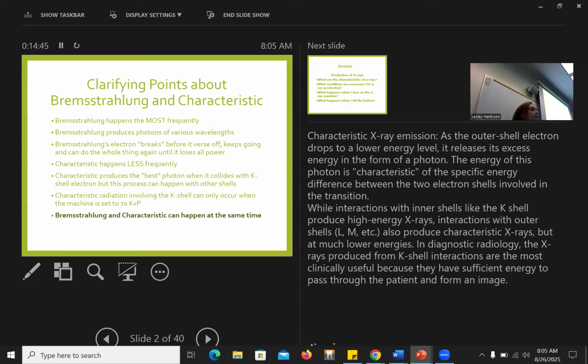Bremsstrahlung's electrons brake. Sometimes it's called breaking radiation, and this was in the textbook that you guys are recommended, because it doesn't come in contact. It gets close, the nucleus draws it in, but then it changes direction. I don't know if they would say it on the national board, but it's kind of putting on the brakes and then it veers off in another direction. It keeps going and can do the whole thing again until it loses all the power. I think we said that last time, but I just wanted to reiterate that.